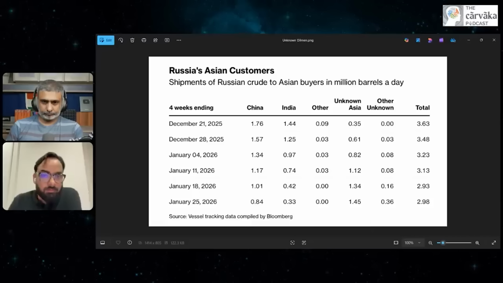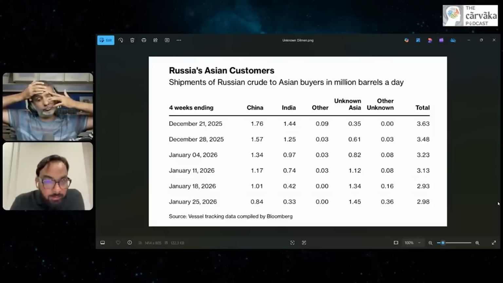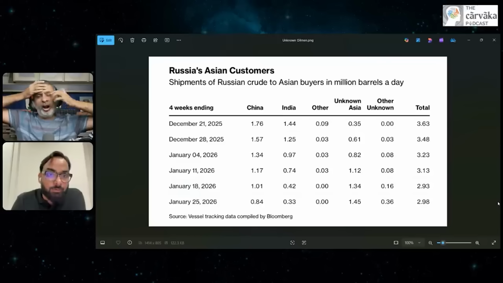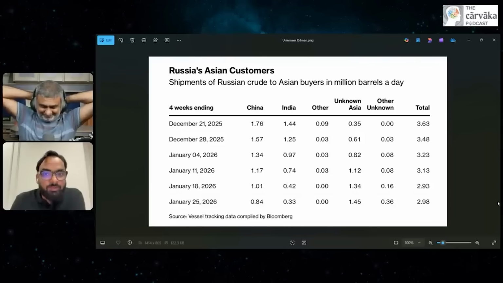Cut to a month later, January 25, 2026, a trade agreement is in final stages. Somewhere, probably backdoor negotiations where we've agreed to cut down our crude purchases. India's million barrels come down to 0.33, but unknown Asian entity is at 1.45. So within 1 month, India's crude imports on paper from Russia are down by a factor of one fifth, but unknown Asian entities' imports rise by 5 times. Now, some jokes write themselves, but this is data from Bloomberg. It's not even an Indian publication.